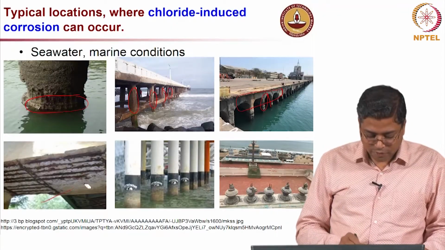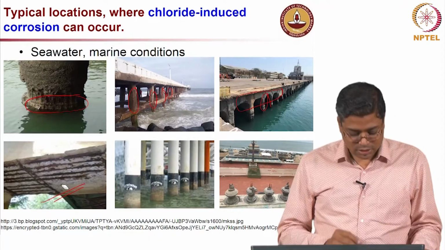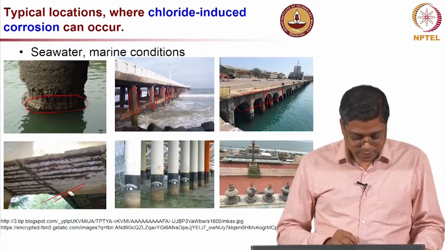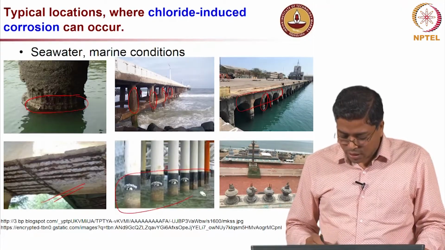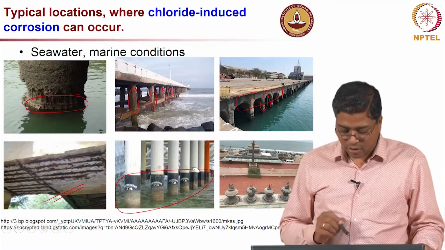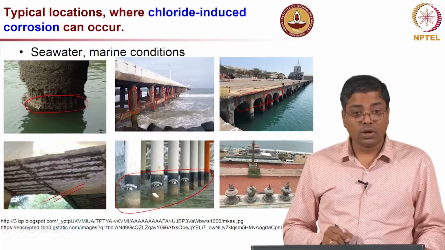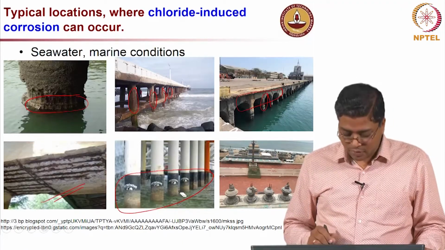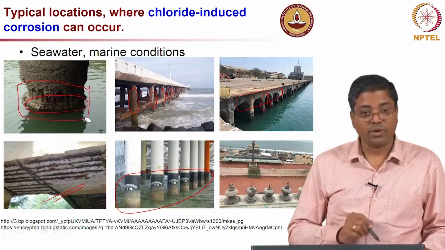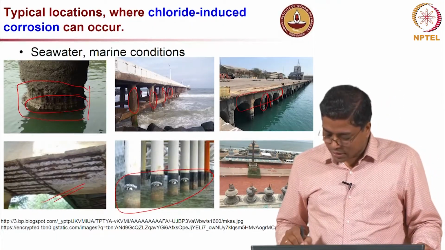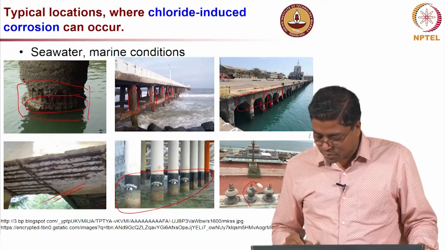This is a view of a particular bridge from just below, and this bridge is located right above a water body. And this is an interesting case where people have actually tried to prevent chloride induced corrosion. You can see a jacket placed right around the columns near the splash zone, which prevents this particular problem from happening.